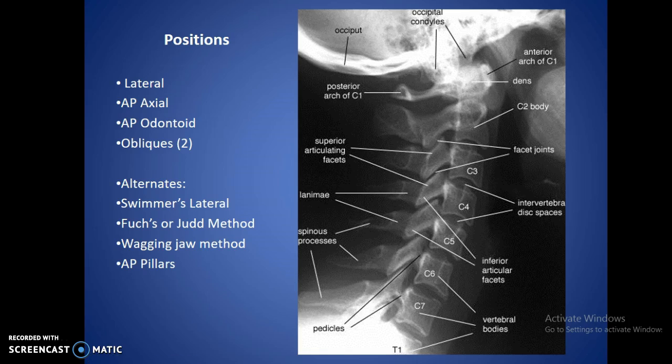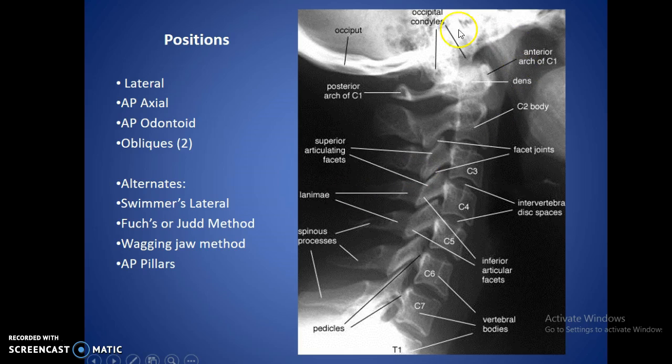Positions we're going to cover: lateral, AP axial, AP odontoid, and the obliques going both ways. Alternates, swimmers, we'll get into that. Fuchs or Judd is a good way to see the dens. Wagging jaw method, just for information's sake, and the AP pillars view is another view on there.